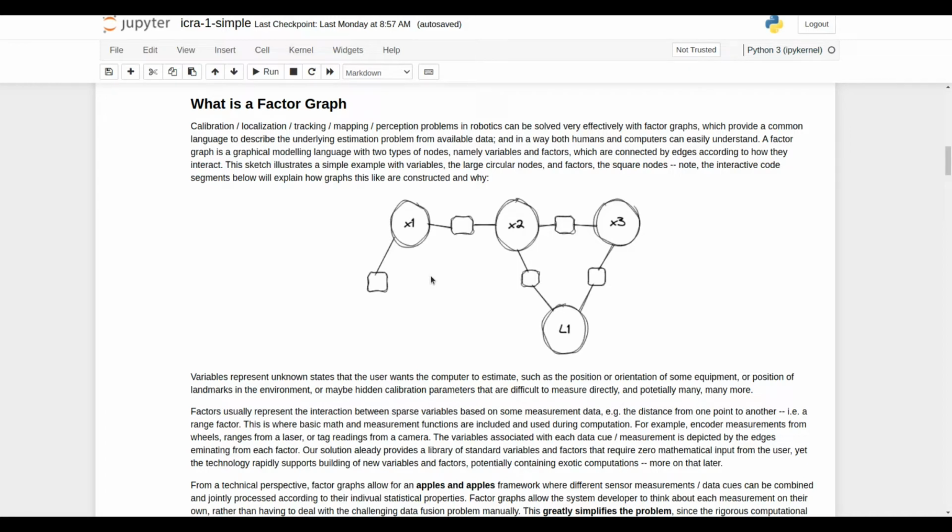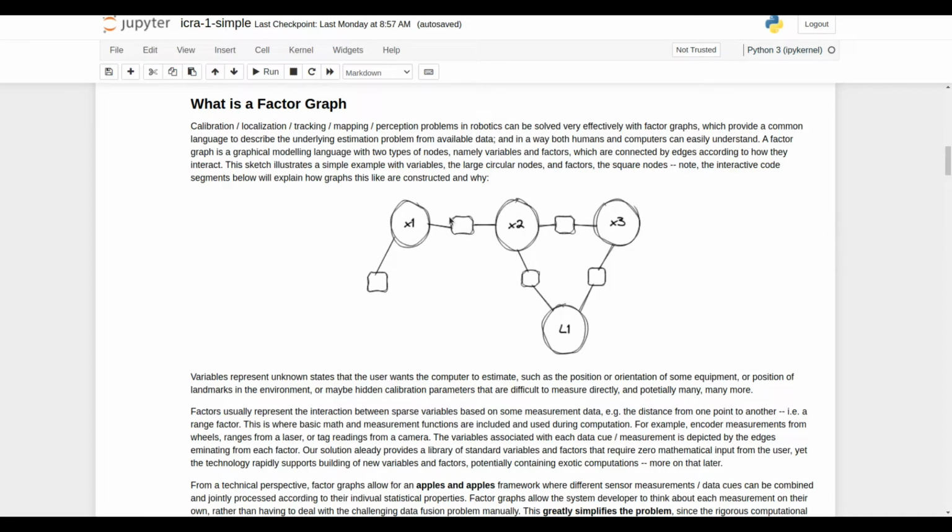Vector graphs provide a common language to describe an underlying estimation problem in a way both humans and computers can easily understand. Vector graphs consist of two types of nodes, namely variables and factors. The nodes are connected by edges according to how they interact. This sketch illustrates a simple example with variables, the larger circular nodes, and factors, the square nodes.